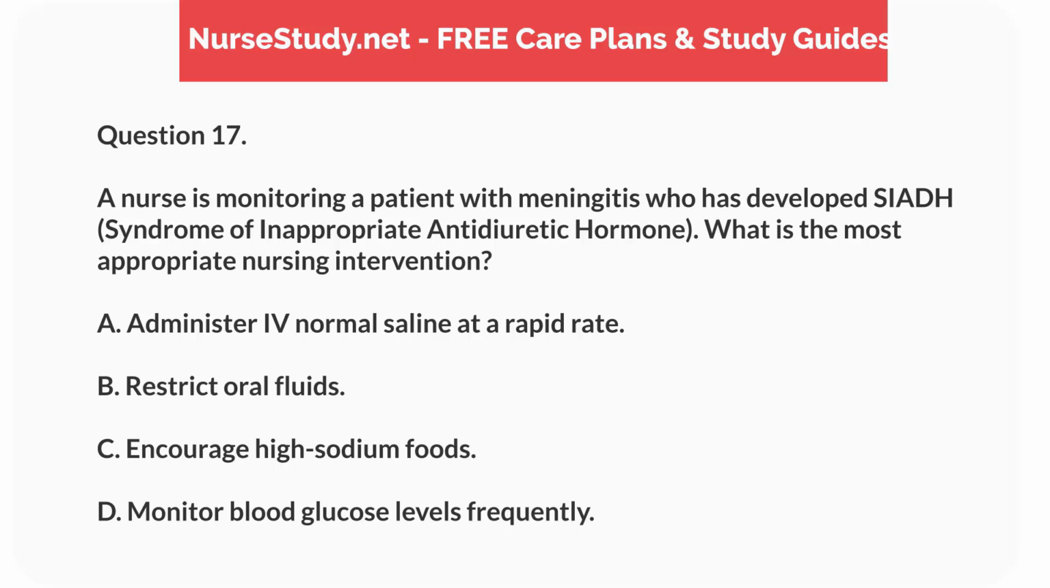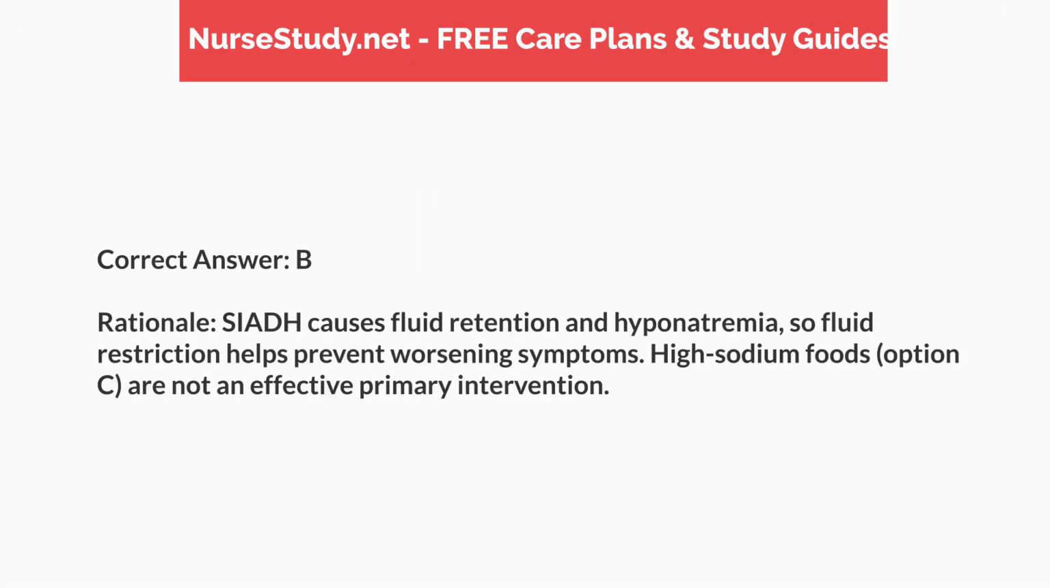What is the most appropriate nursing intervention? A. Administer IV normal saline at a rapid rate. B. Restrict oral fluids. C. Encourage high-sodium foods. D. Monitor blood glucose levels frequently. Correct answer, B. Rationale: SIADH causes fluid retention and hyponatremia, so fluid restriction helps prevent worsening symptoms. High-sodium foods, option C, are not an effective primary intervention.